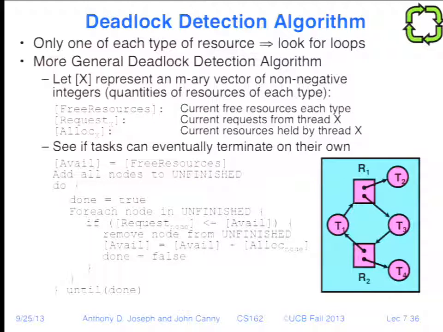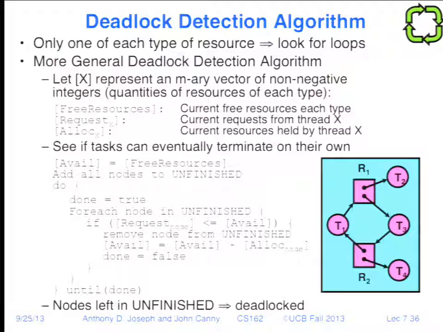The done flag is just testing if there's any work to do in the unfinished list. Okay, so once there's nothing left in the unfinished list, if you exit with the unfinished list non-empty, that means that there were some nodes that weren't able to acquire their resources, and therefore you have deadlock.